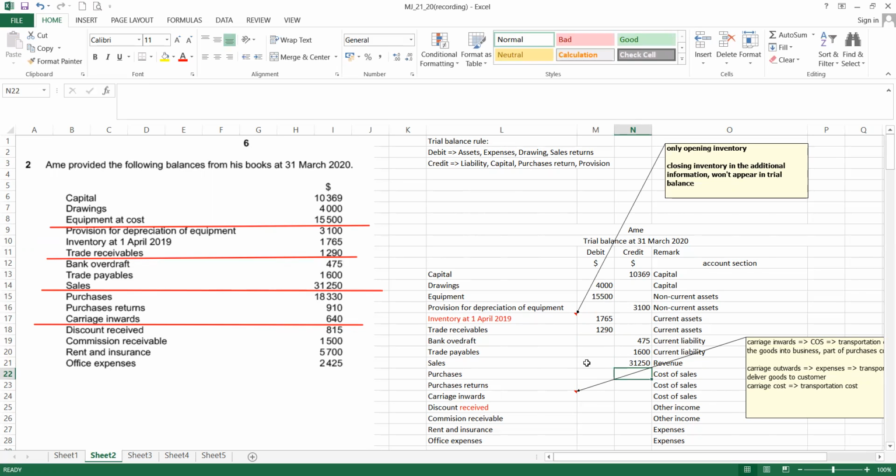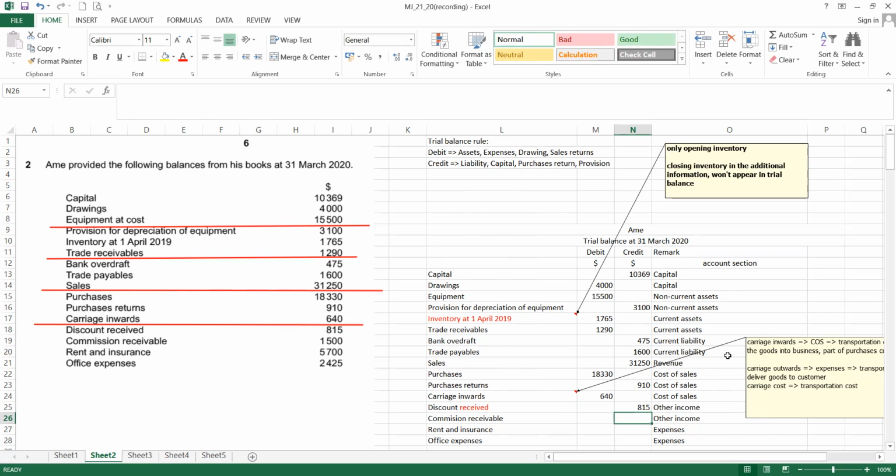Next is purchases, here, 18330. Purchases return, to reduce the purchases amount, is the opposite. So 910. Carriage inward is part of the purchase cost. That means it's on the debit side. Discount received is an income. So credit.